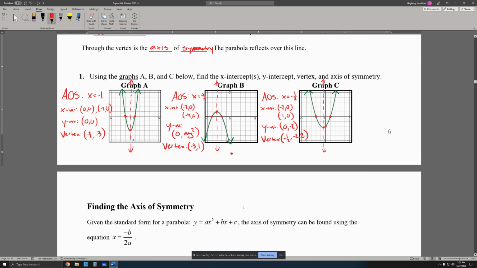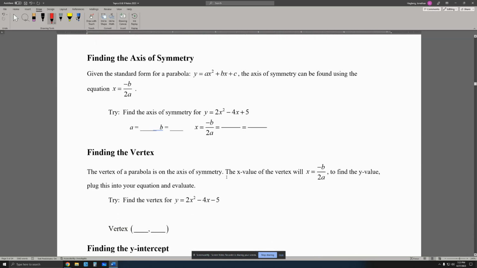Okay, let's talk about the axis of symmetry. Given the standard form for a parabola, which again is ax squared plus bx plus c, all of the quadratics in this section will be in standard form. The axis of symmetry can be found using the equation x equals negative b over 2a.